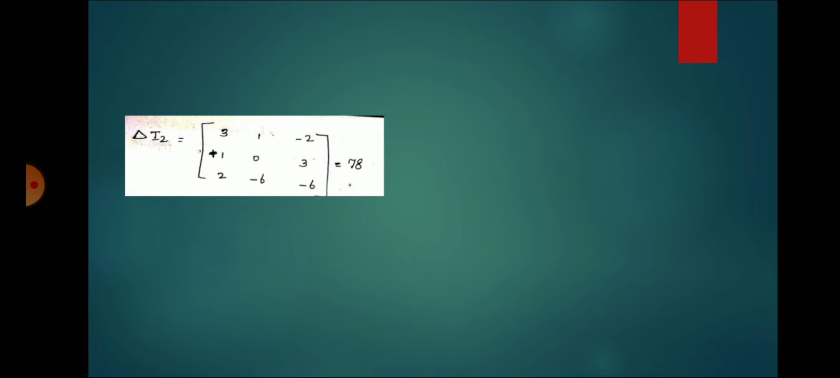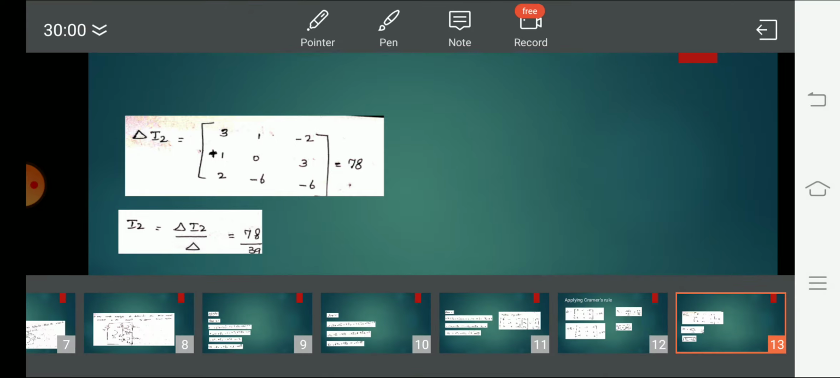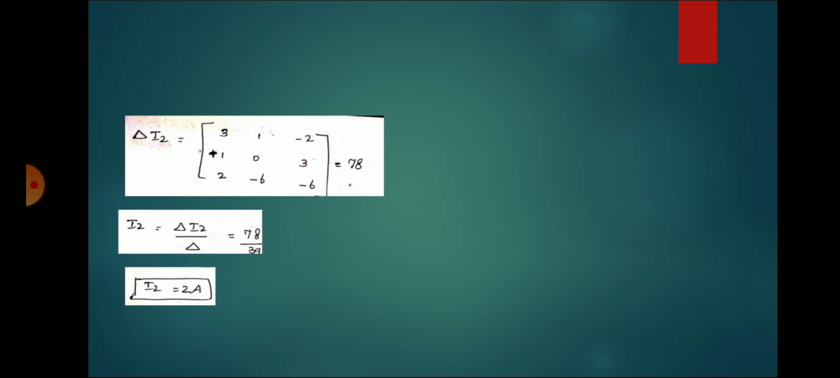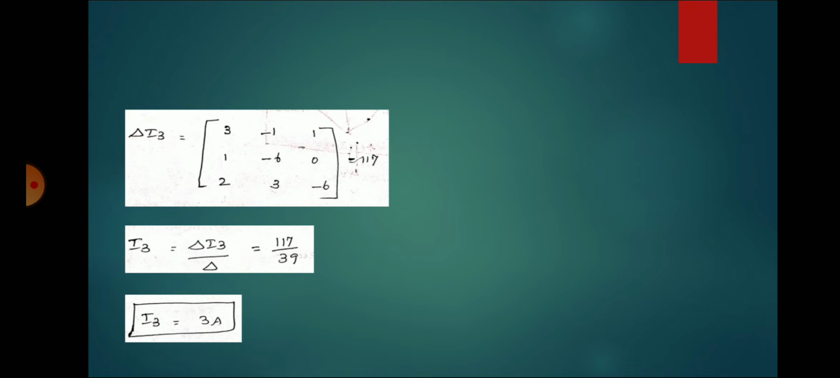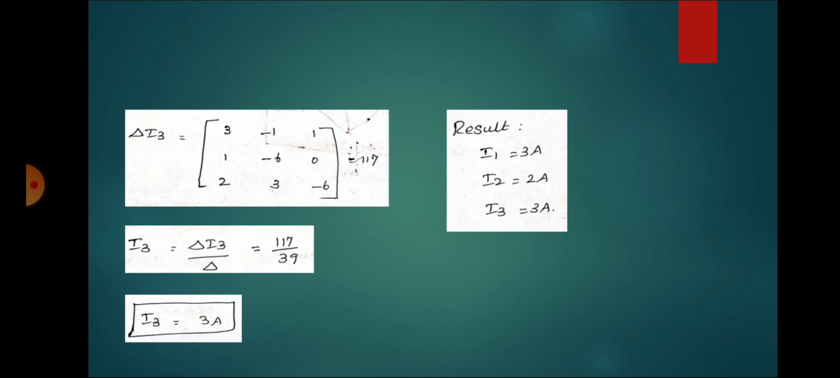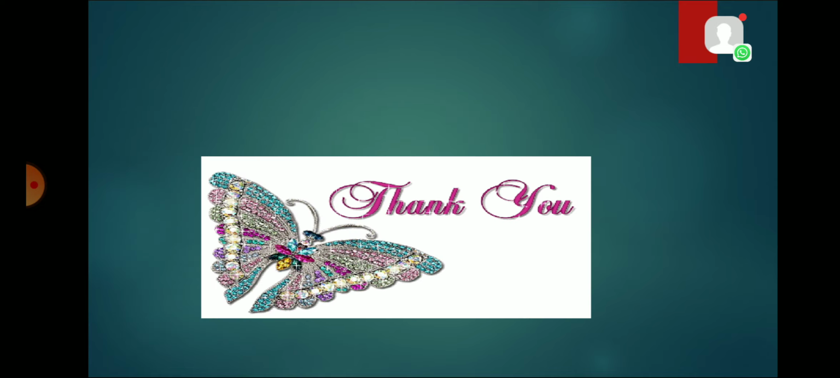Next we find delta I2. The value of delta I2 is 78. I2 equals delta I2 divided by delta, and the answer is 2 amps. Next, delta I3 is equal to 117, so the value of I3 is 3 amps. The result: the currents are I1 equal to 3 amps, I2 equal to 2 amps, and I3 equal to 3 amps. Here all the currents flow in the clockwise direction only, because we get positive values. Thank you.